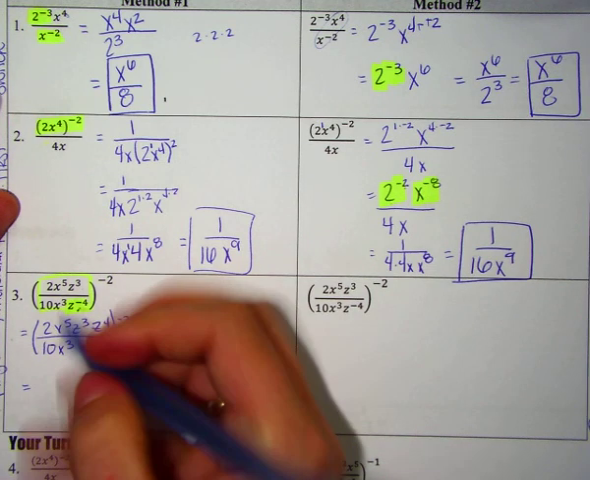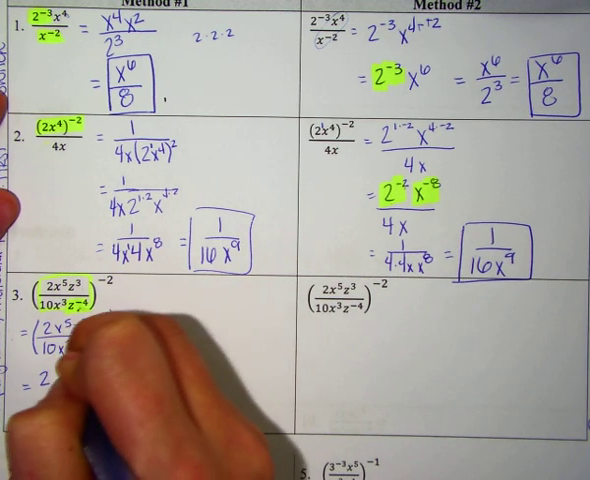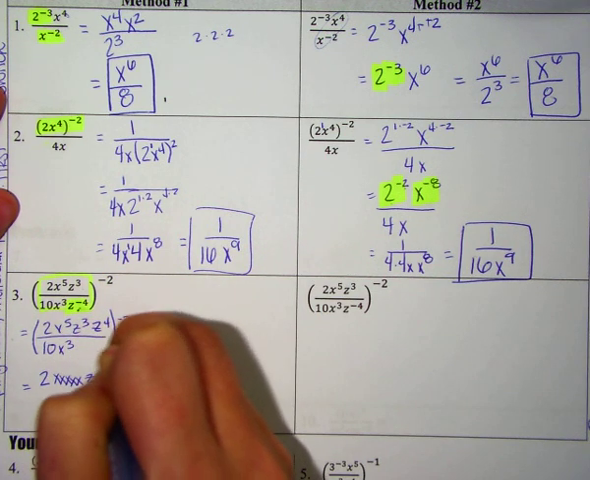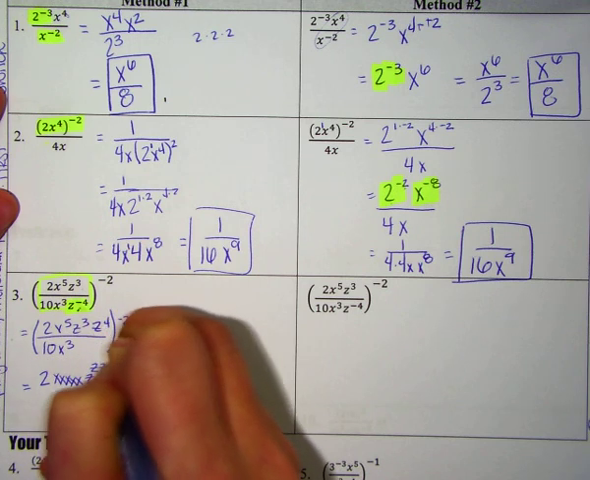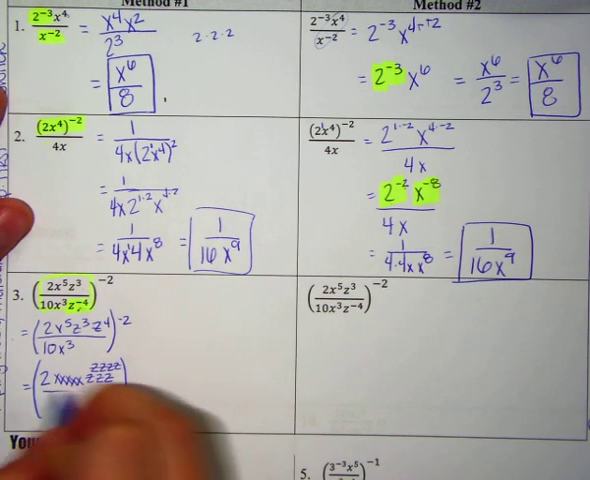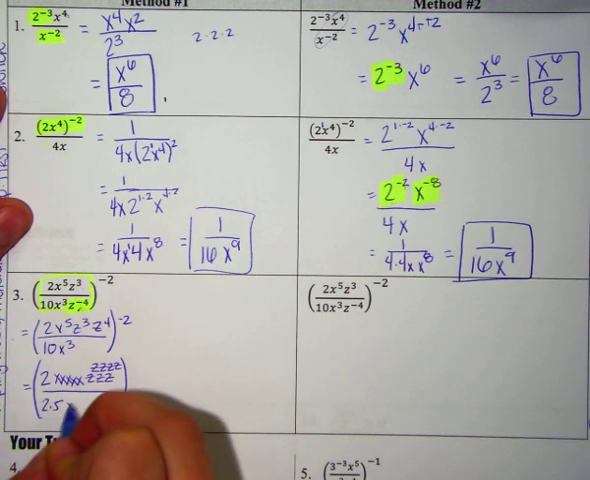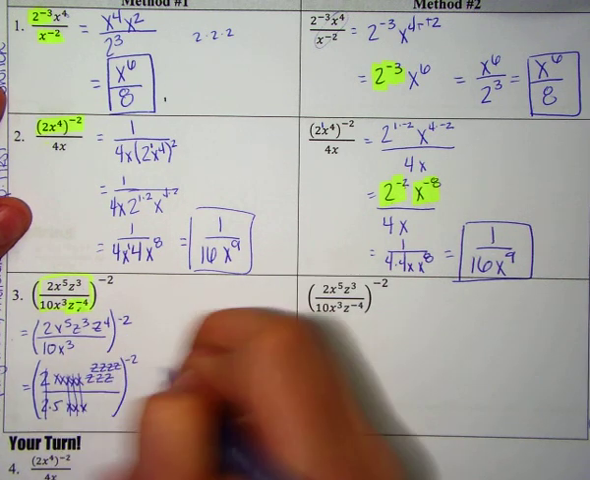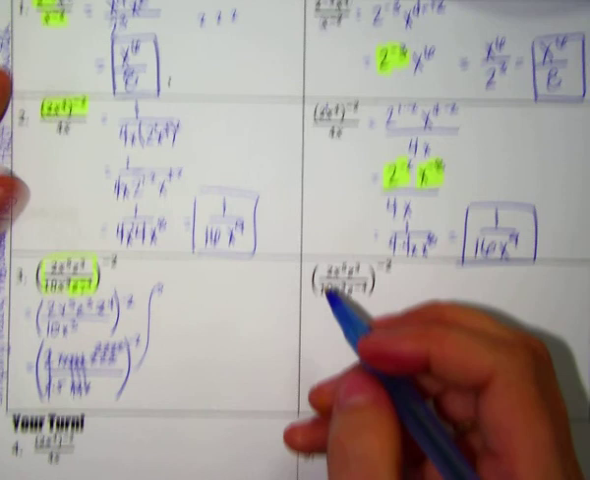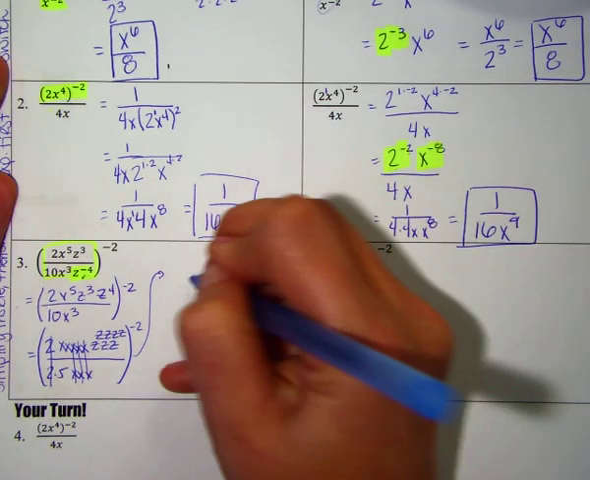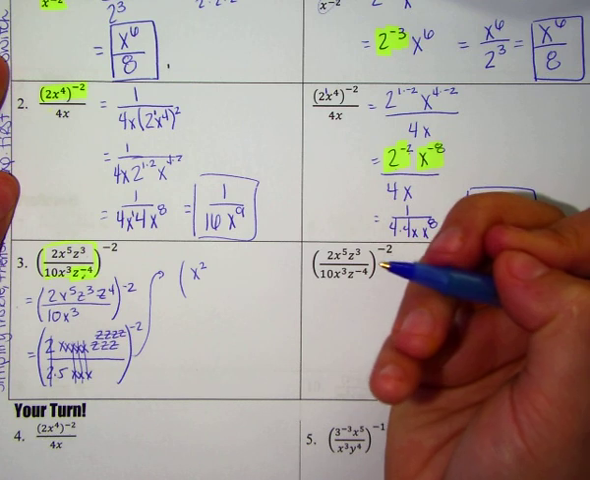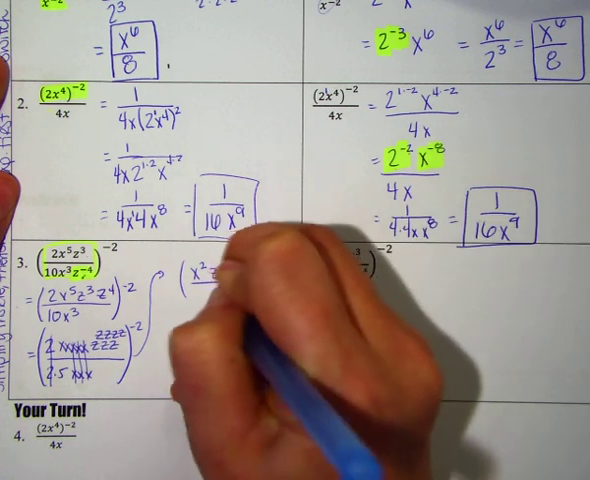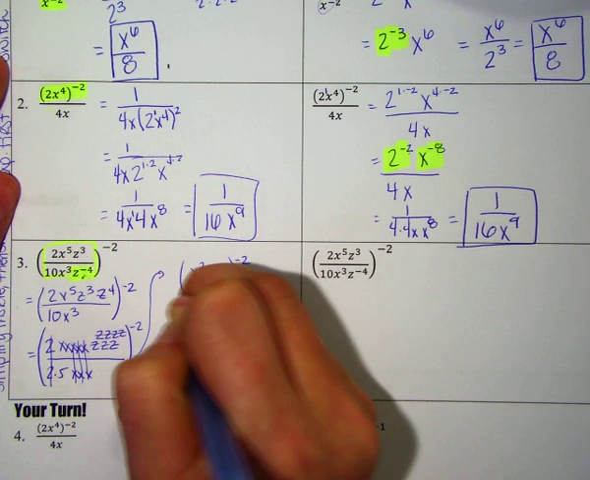I'm going to simplify. So this is 2x to the 5th, z to the 3rd, z to the 4th, over 2 times 5, x to the 3rd. Anything over itself is 1. So now we have x to the 2nd, z to the 7th, over 5 to the negative 2 power.